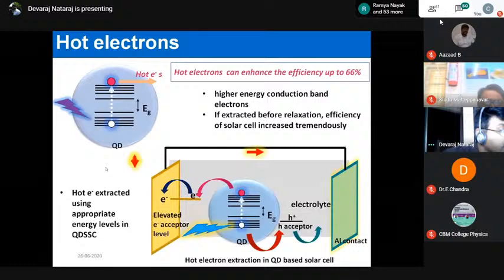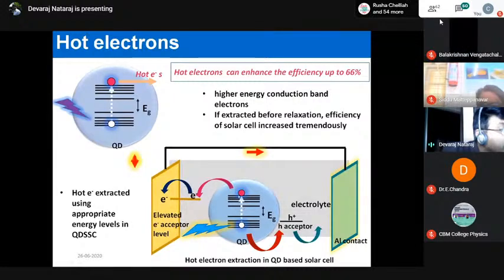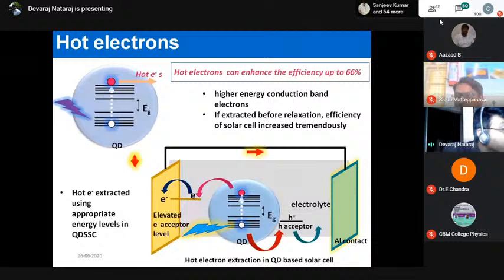I told you initially, when you make a quantum dot, you have discrete energy levels as shown in this figure. Because of the discrete energy levels, when you keep the electrons in the higher energy state, the lifetime is expected to be very short. When the electron lifetime is very short, the chances of extracting these electrons out of this material system increase. But it is not possible at all, because the quantum dots are very small in size, and therefore on the surface they will have lots of positive and negative charges.